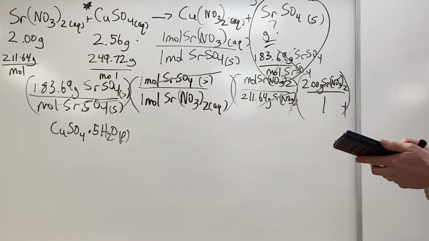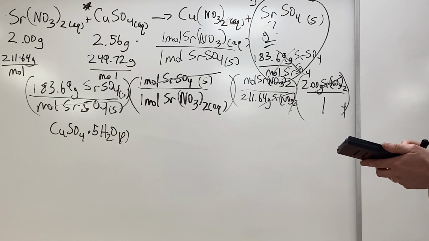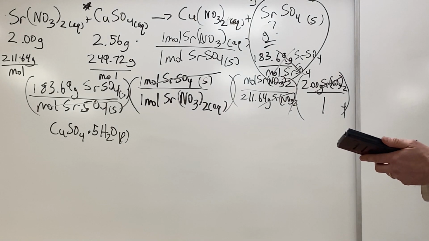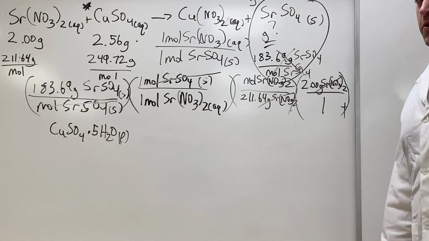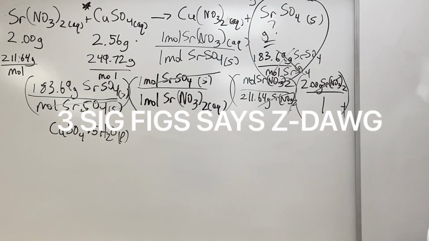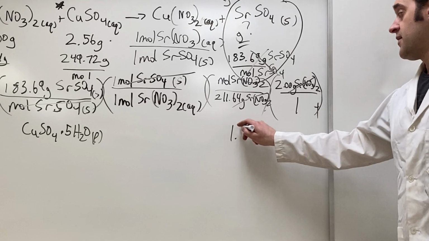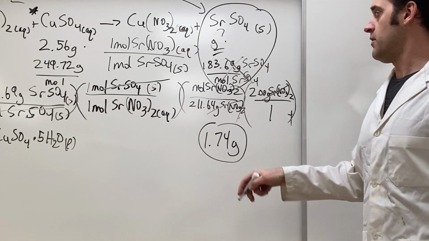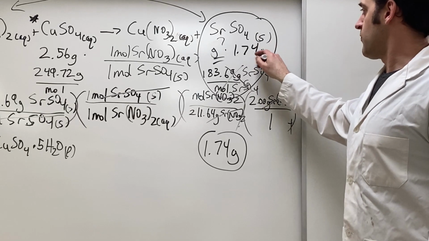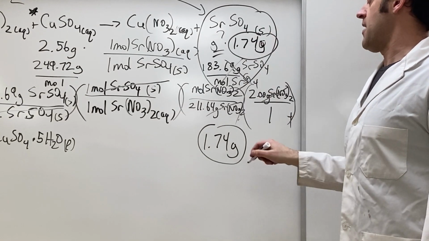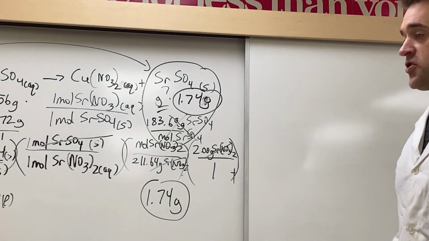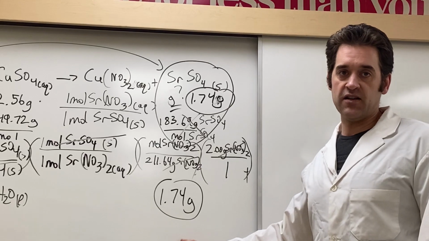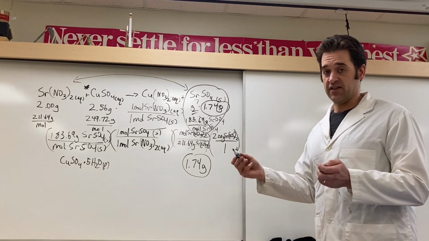So I'm going to go 183.69 times 2, that's the top, divided by the bottom, which is 211.64. I get 173.5 and so on. What should we round this to, Mr. Zielinski? 3 sig figs. So 1.74. We did all of this to get 1.74. If everything goes right in this lab, we should get 1.74 grams. And Z-dawg is going to come up next with the setup to actually get this lab going.